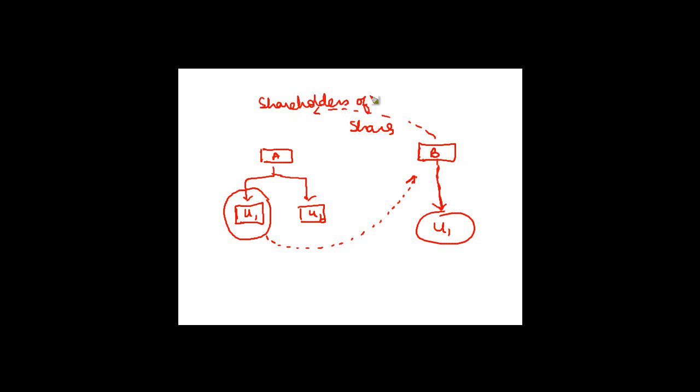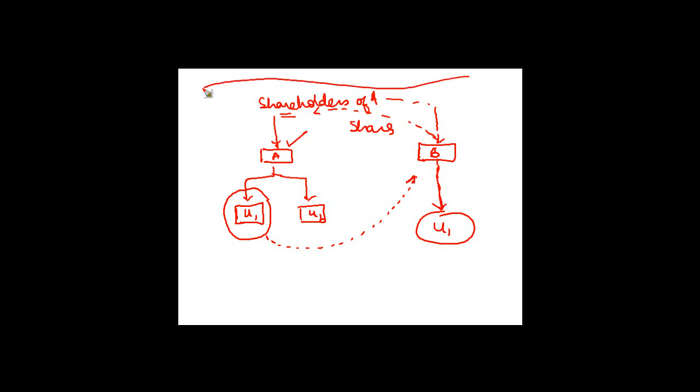A said, look, I will give this unit to you, but what I want is shares from you in exchange of this unit. I don't want cash. So in that case, this unit is transferred from A to B such that unit 1 now becomes a unit of company B. Once it becomes a unit of company B, B will issue shares to the shareholders of A. So effectively, shareholders of A will continue to remain shareholders of A, and also they will become shareholders of B.